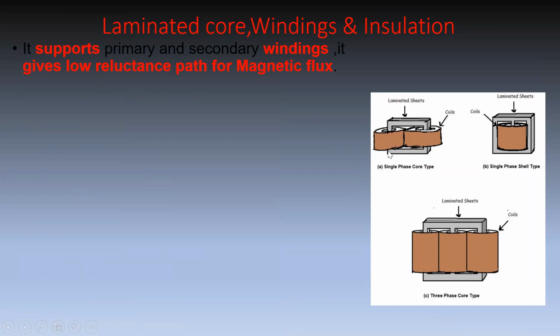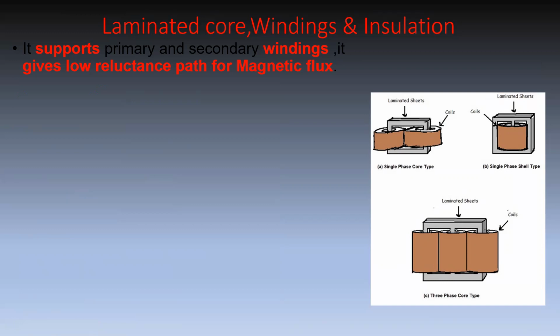First one, the laminated core. What is the function of the core? The core supports the primary winding and the secondary winding, and it provides a low reluctance path for the magnetic flux linking the windings. So the magnetic core has two main functions. One is to support the primary winding and the secondary winding. The second is the flow of the magnetic flux. It shows a low reluctance path for the magnetic flux. So that is about the laminated core.